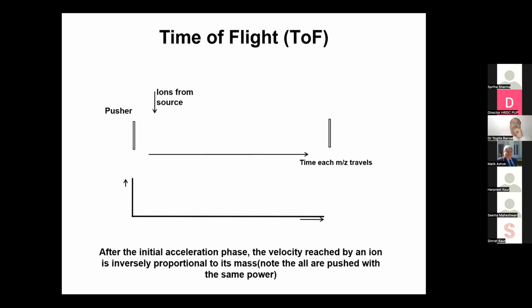Another type of analyzer is the time of flight. The time of flight instrument works on the principle of how much time is required for an ion to travel from its origin to the detector. Let's say we have obtained all the ions from the ion source, and there is a pusher plate. Let's say we are generating positively charged ions, so this pusher plate will be maintained at a positive potential so that it pushes these ions.